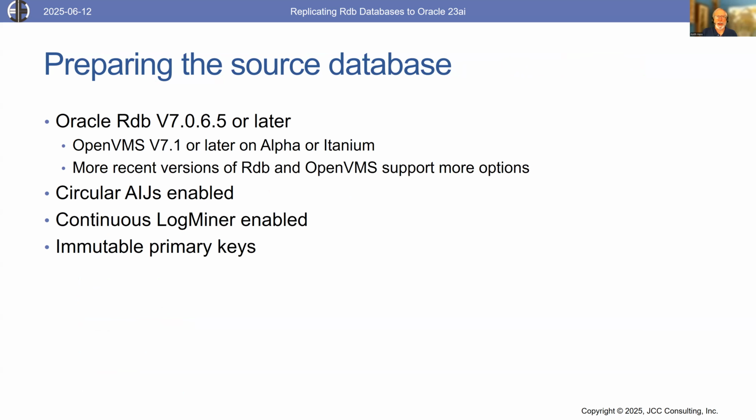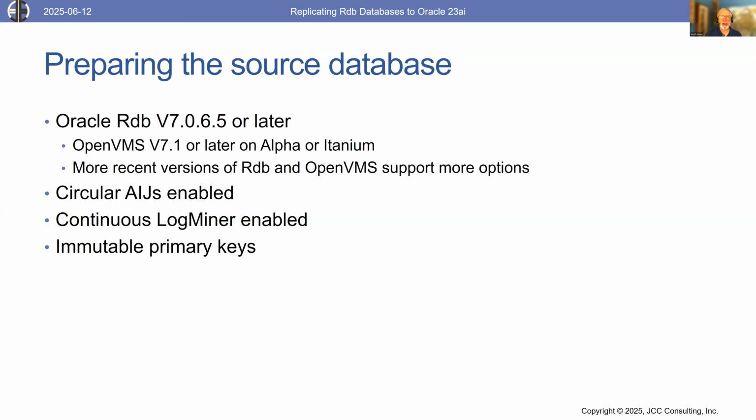For the source database, we need to be running RDB version 7.0.6.5 or later to have support for the LogMiner, and OpenVMS version 7.1 and later. There are actually some additional considerations that I'll talk about in a bit. To actually run the latest Java versions, you need something close to the latest OpenVMS version on Itanium.